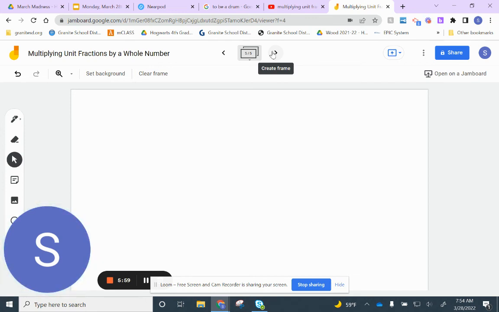But it's just a refresher to get our brains going and understanding how we're multiplying fractions, that we're only ever multiplying the numerator. So let's go with 5 times 1/7. What do you think the answer is? And you should have come up with 5/7.